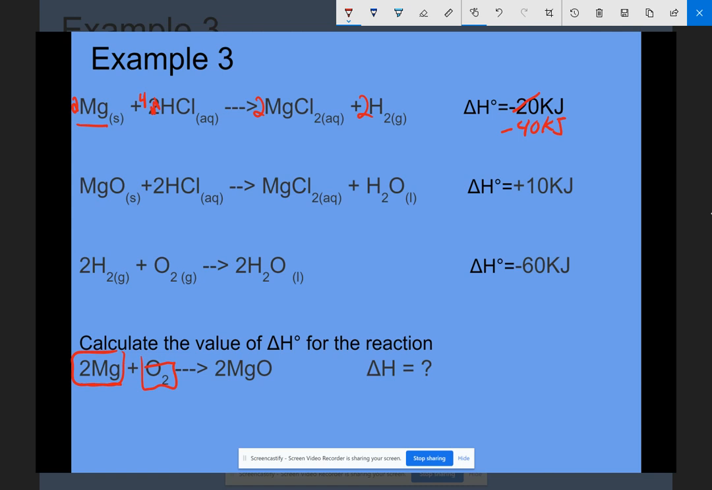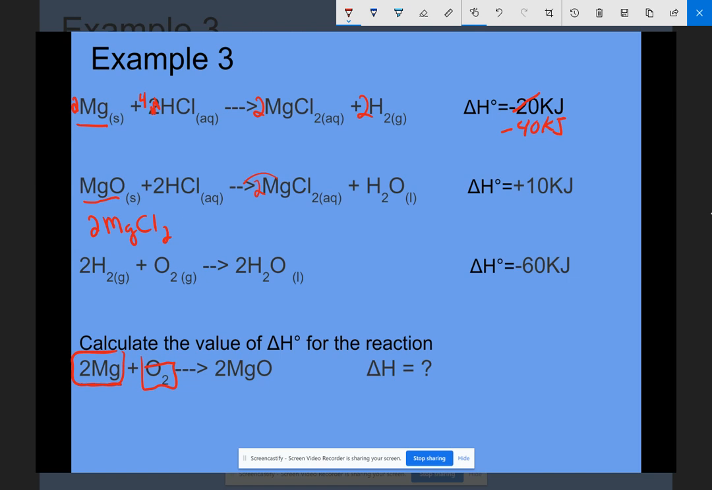And then I look below. I have 2 magnesium oxides. Well, if I look up here, magnesium oxide is on the reactant side, not on the product side, and there's only one of them. So what do I need to do? I not only need to flip that reaction, but I need to double everything. So I'm going to take my product side, 2MgCl2. So not only am I flipping it, but I'm doubling it as well.